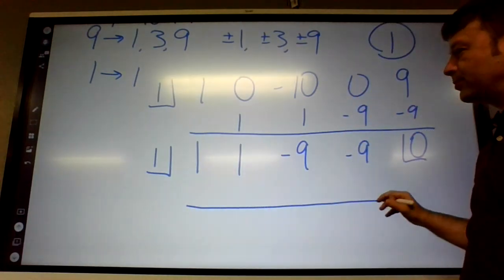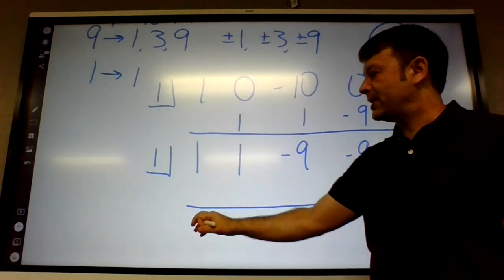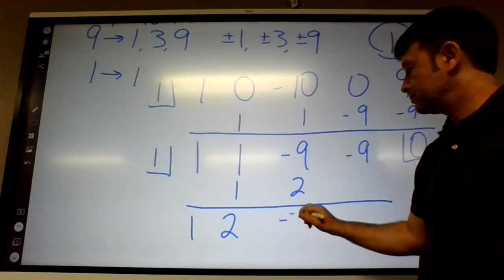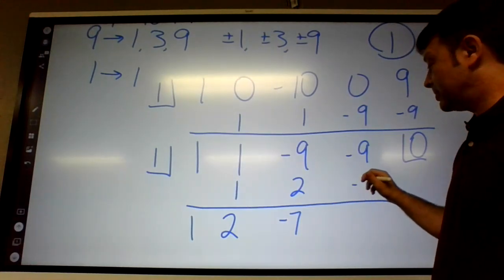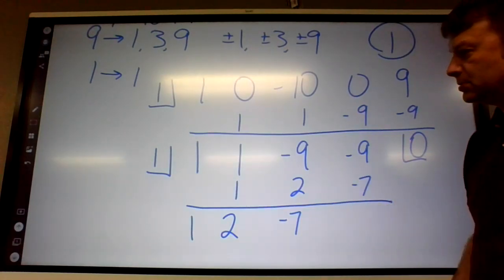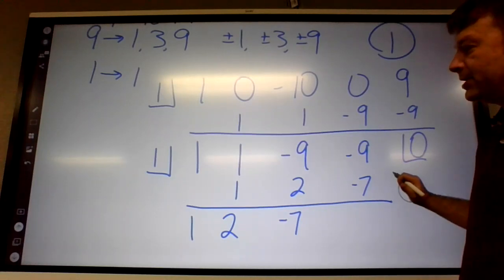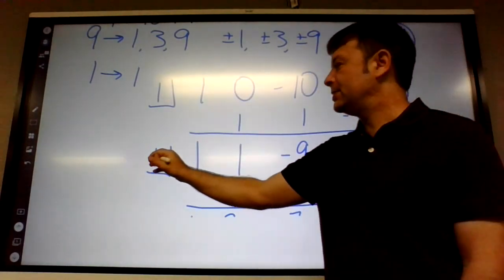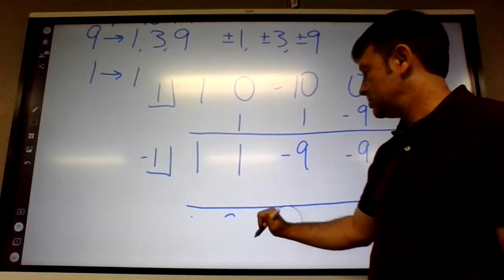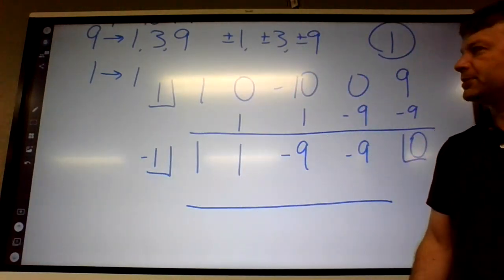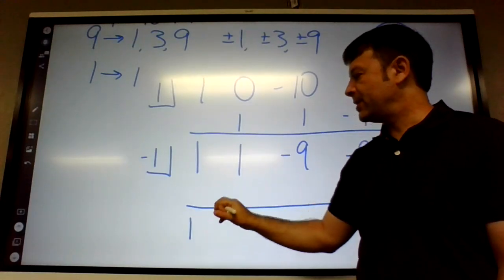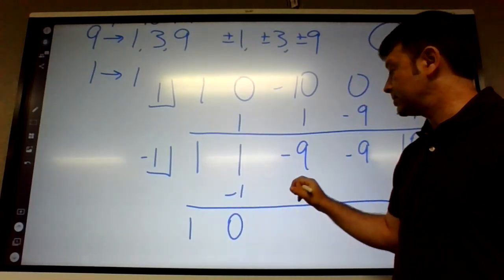So let's see if 1 works again. See if it's a double root. Add down, multiply up. No, this is not working. Okay, 1 is not a double root. So I'm going to plug in negative 1 and see if it works. If it comes out as 0 at the end, I know it worked.